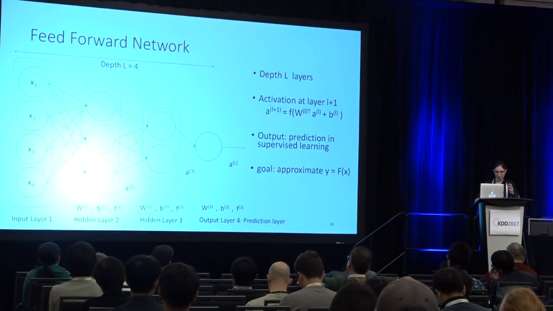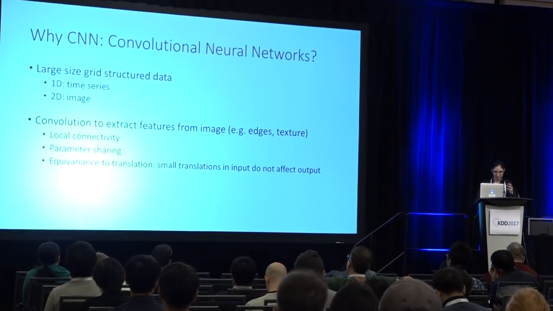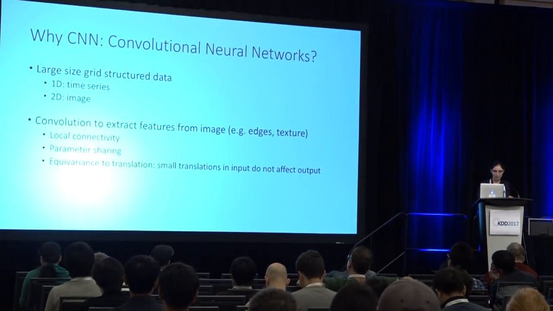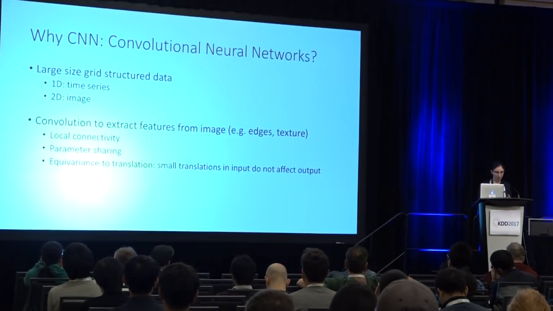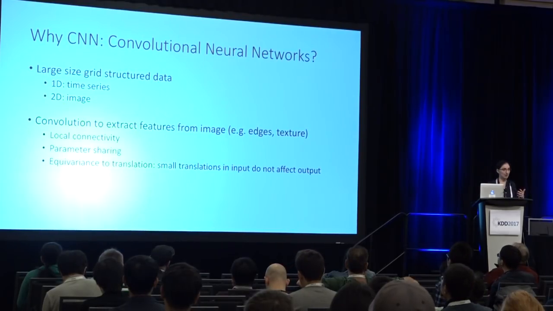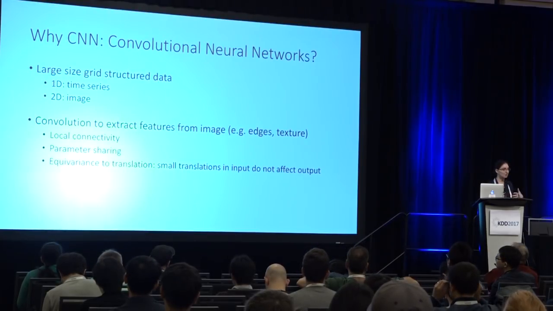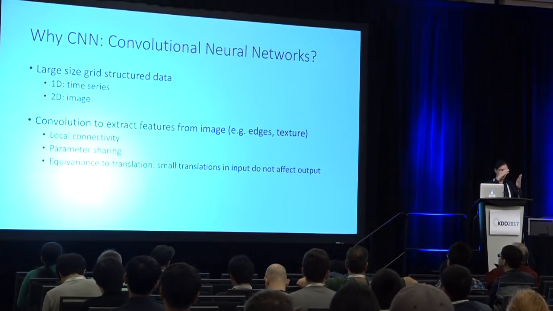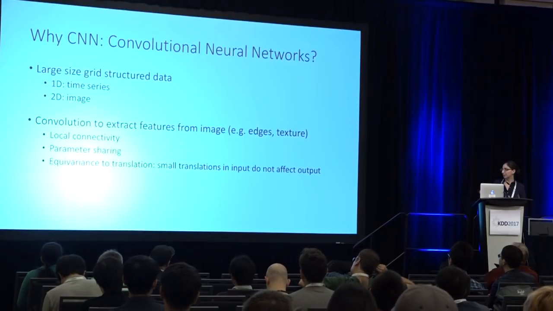All right, so that's for feed-forward networks. I'm going to move now to the next very common type of neural nets, which is the CNN, the convolutional neural networks. This is a type of network that's specialized to dealing with large size, very structured data, structured like a grid. For instance, in two dimensions, you can think of images that are a matrix of pixels, or in one dimension, you can think of a time series.